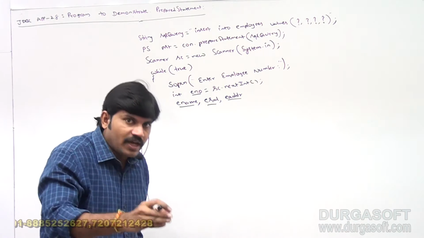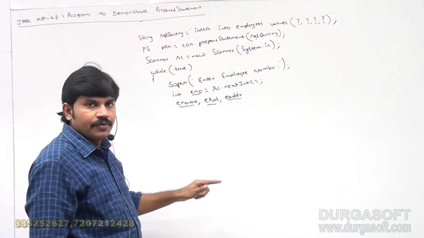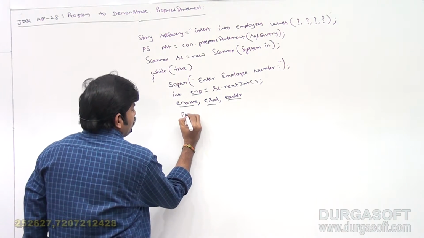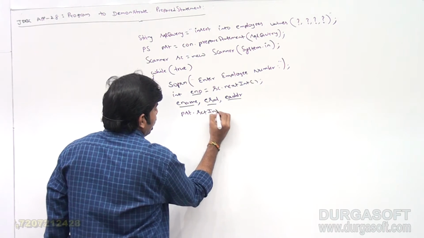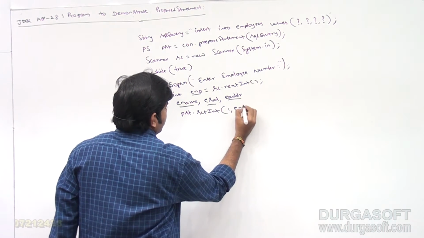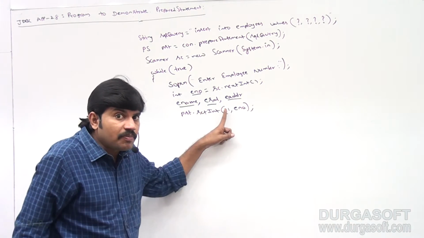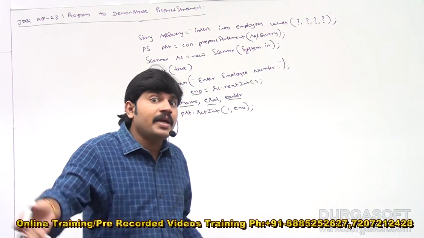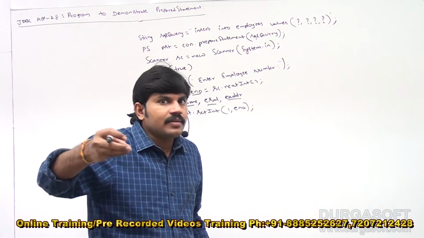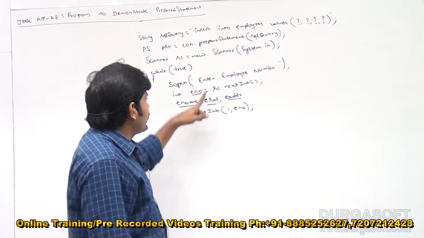Set these values for our prepared statement. PST.setInt(1, eno). The first positional parameter I set with eno, the value entered by the end user. I read that end user entered value by using Scanner.